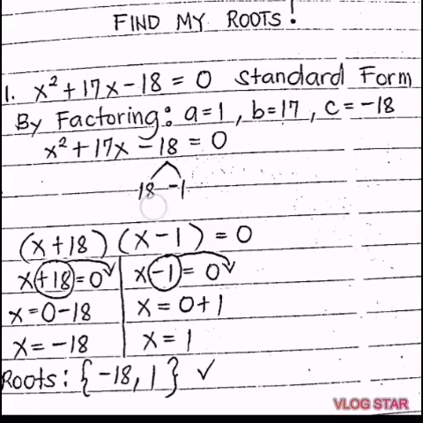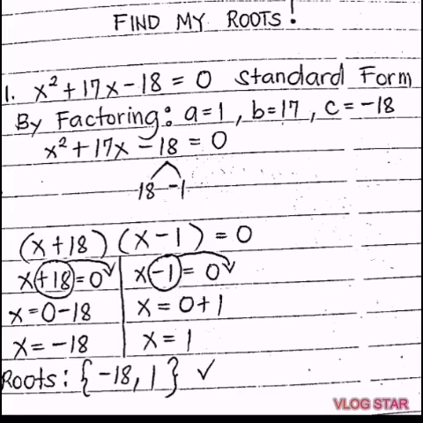So the factors now are 18 and negative 1. 18 times negative 1 is negative 18. 18 plus negative 1 is positive 17. Okay, so after writing the factors, you write it this way: the quantity x plus 18 and then the quantity x minus 1 equals 0. Then you equate both factors with 0. Now we have x plus 18 equals 0, and on the other side we have x minus 1 equals 0.